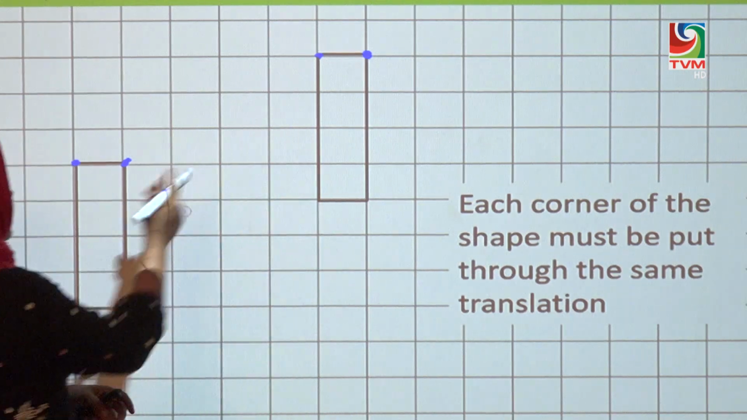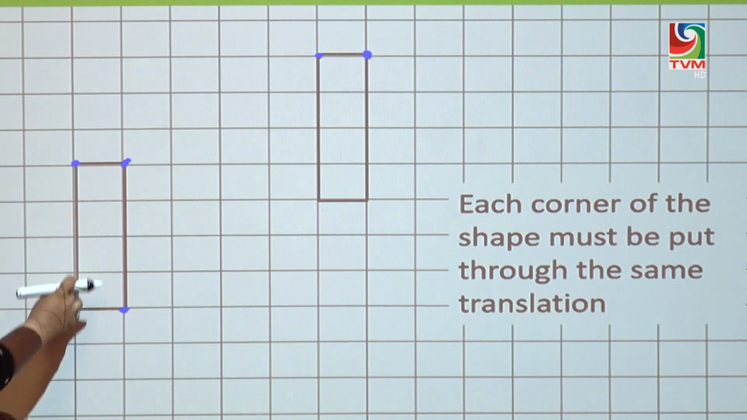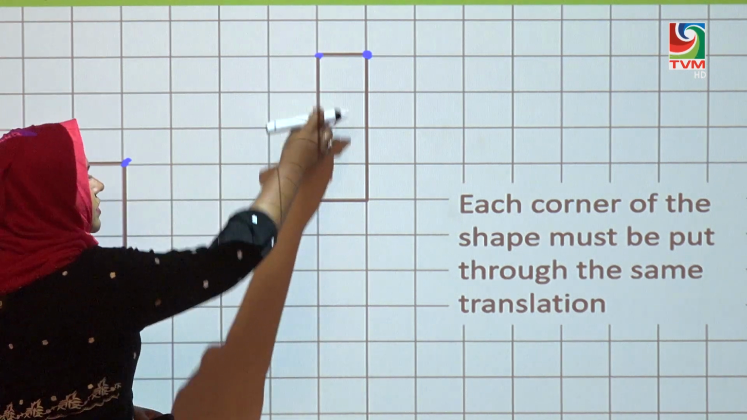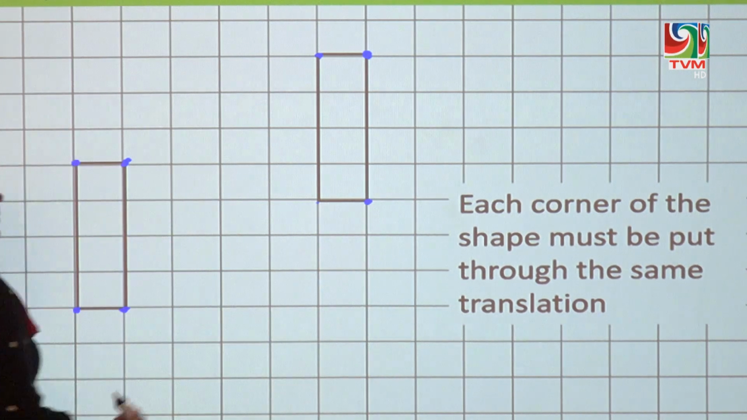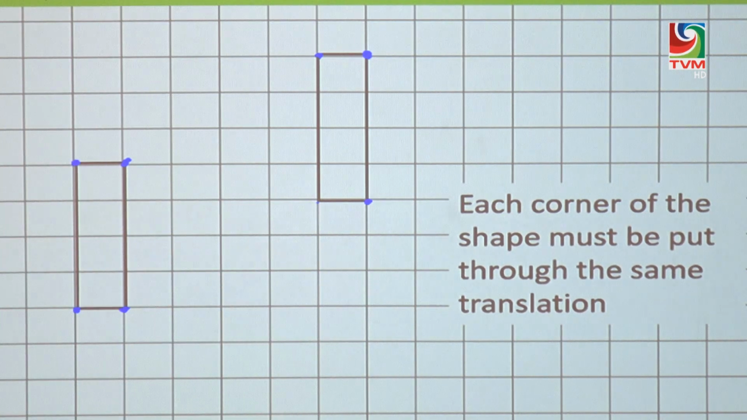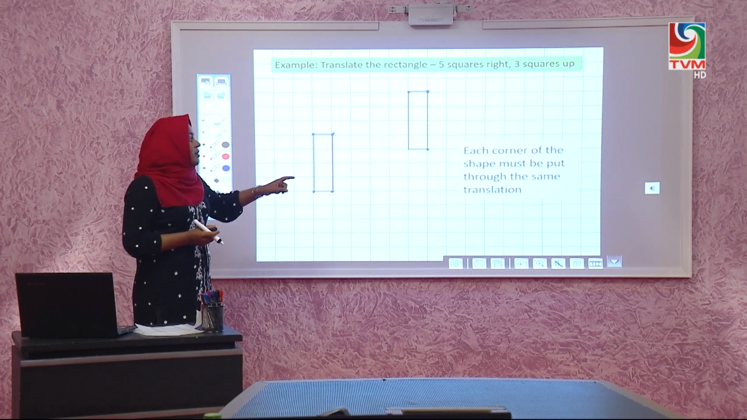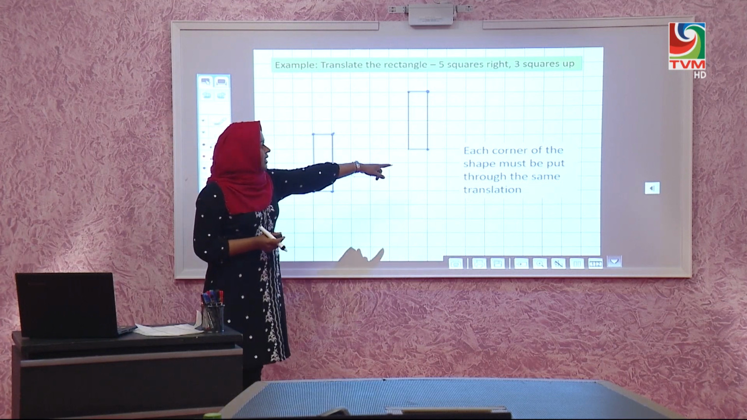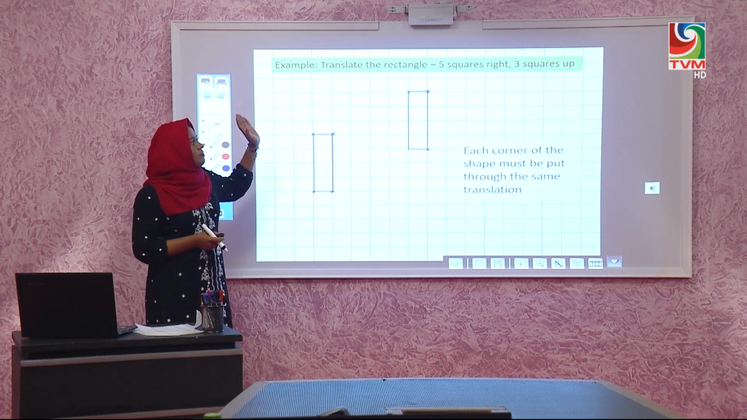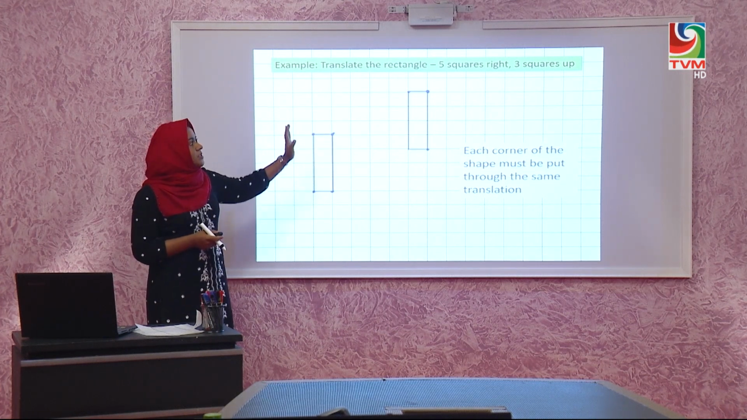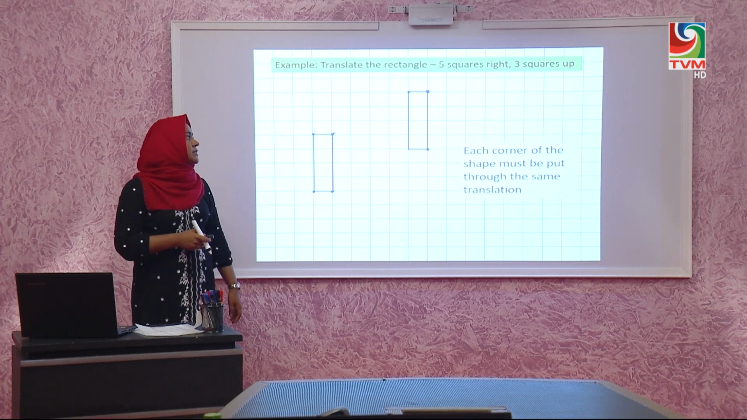So we know that the point here is 3 squares down, so 3 squares down, point here, and then the next point here. Fill in the shape, and you get the translation there. So the second method is each corner of the shape must be put through the same translation, which is to move those points 5 squares to the right and 3 squares up.